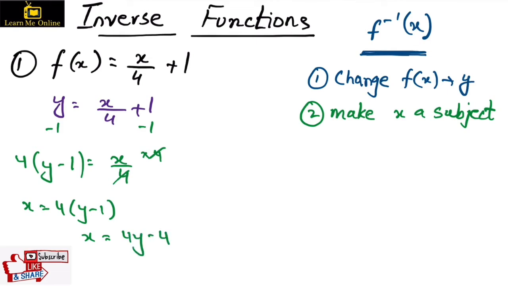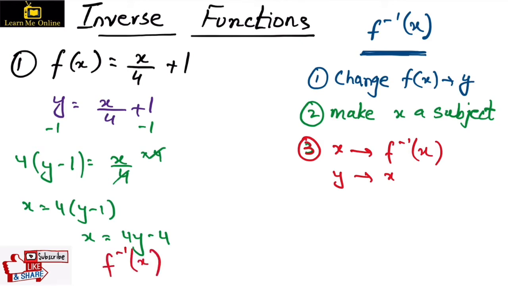Once you make x the subject, the third step is to change x to f inverse of x and change y to x. So now we have this last step. This x is going to change to f inverse of x, and this y is going to change to x. So that would be 4x minus 4. The inverse function of x over 4 plus 1 is 4x minus 4. Always remember that to find the inverse of any function, you follow these 3 steps.